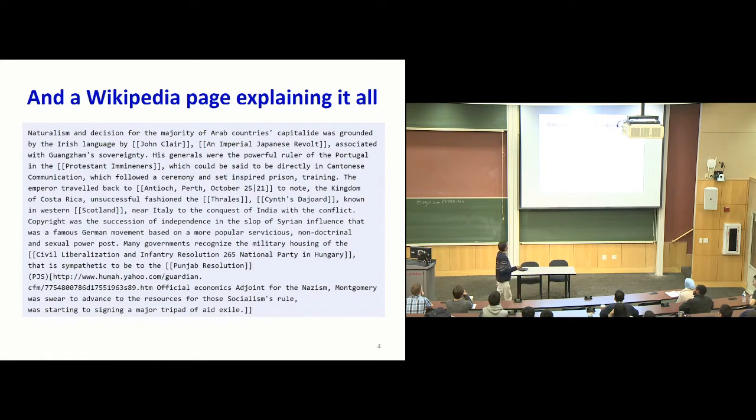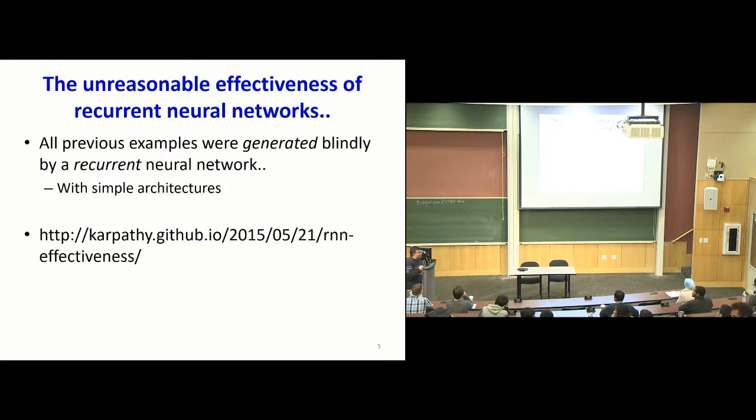This one over here, a Wikipedia page which explains it all, right? Naturalism and decision for the majority of Arab countries capitalized was grounded by the Irish. By the time you get to the 10th word, this is nonsense. All of this has been synthesized from scratch by neural networks, and not very complicated neural networks either.